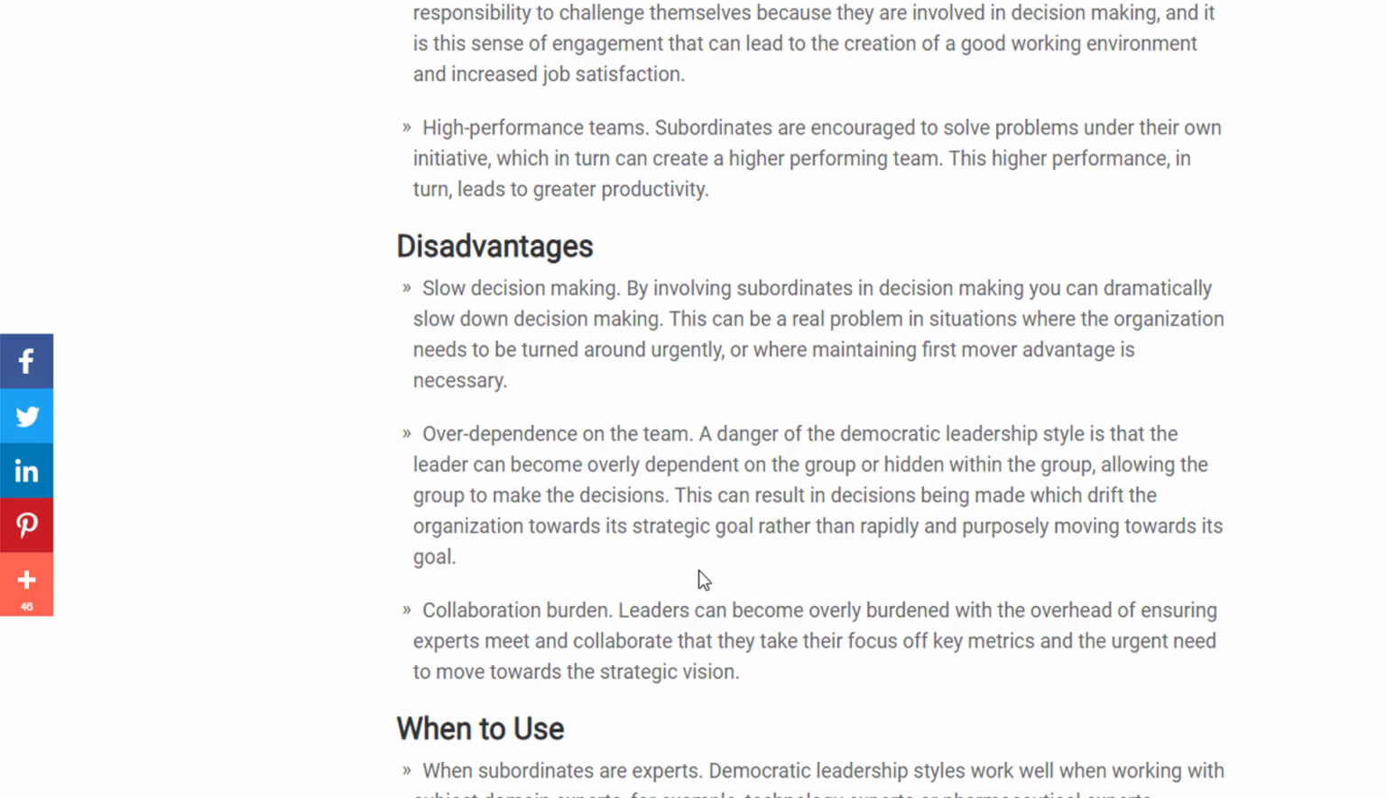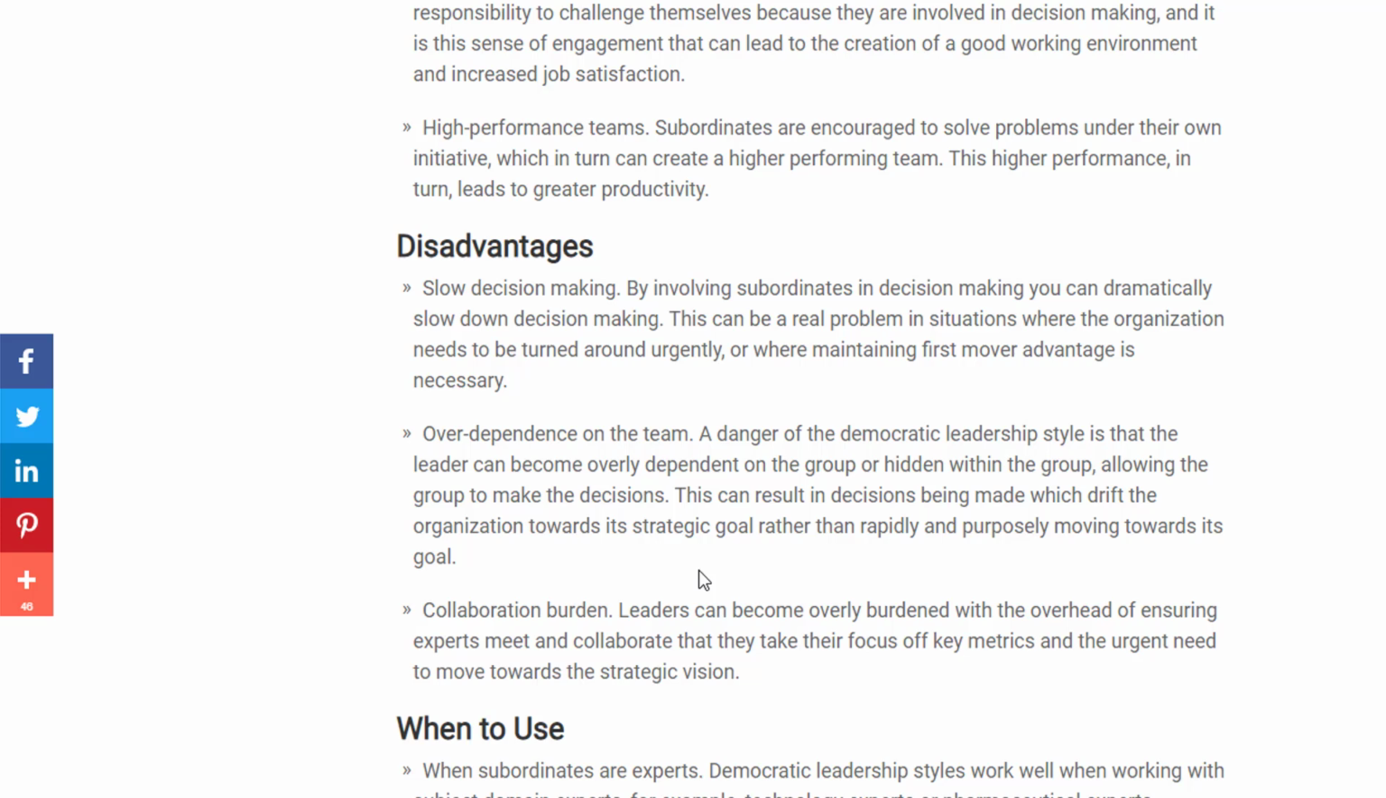Another one is over-dependence on the team. A danger of democratic leadership style is that the leader can become overly dependent on the group or hidden within the group, allowing the group to make the decisions. This can result in decisions being made which drift the organization towards its strategic goal rather than rapidly and purposely moving towards its goal.